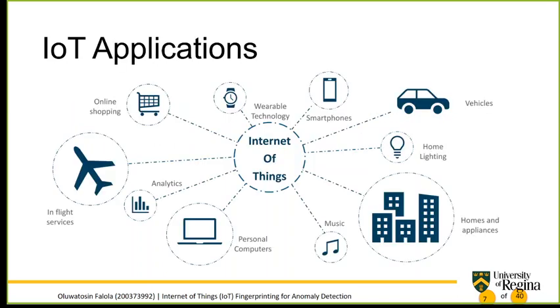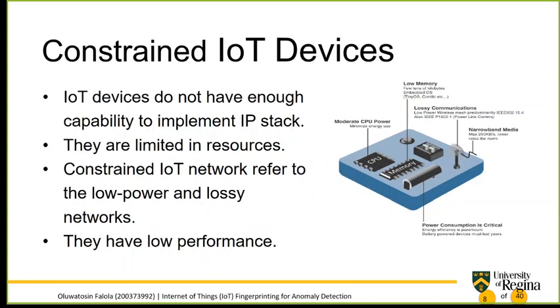Now IoT is applied everywhere. From the diagram in front of you, you can see that there are a lot of places where we can apply the Internet of Things: online shopping, in-flight services, analytics, wearable technology, smartphones, music, and even home appliances.